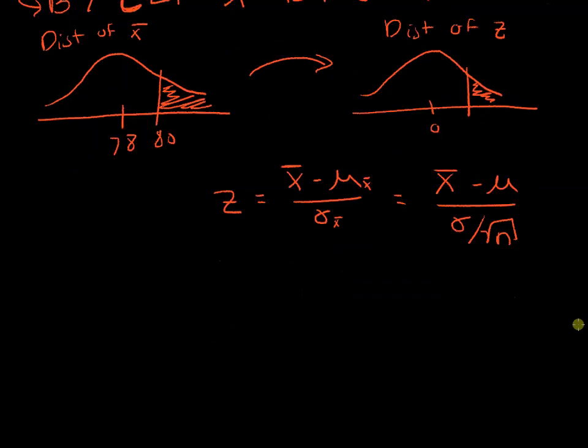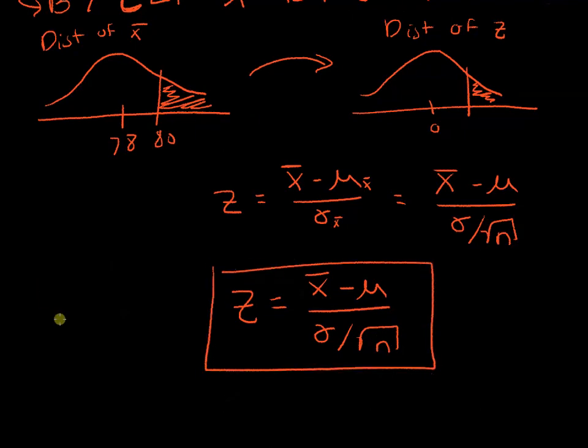So my new equation for z that I'm going to be using is z equals x bar minus mu over sigma over the square root of n. Okay, this is my new equation. All right, so let's go ahead and use this. So I'm going to be calculating the probability x bar is more than 80, and I'm looking for what this value of z is right here.